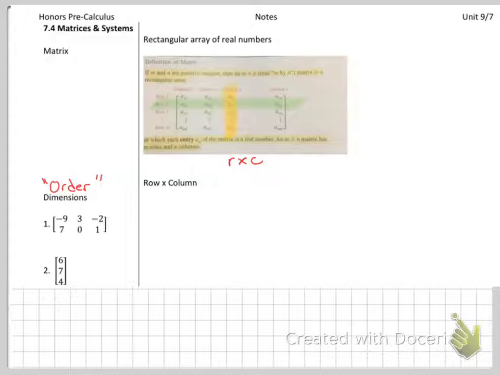Looking at these two matrices, see if you can find the dimensions of those two matrices. So rows, how many rows are there? By, how many columns are there? Pause your video and see if you get the same thing as me. Okay, hopefully you got that number 1 is a 2 by 3 and number 2 is a 3 by 1. That's going to be really important later on, but as we're talking about matrices, now you know what the dimensions represent.